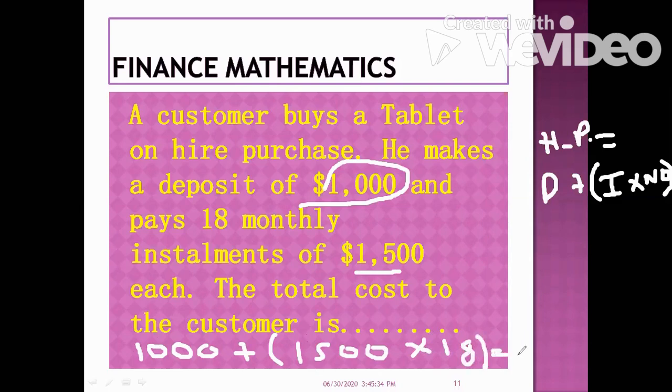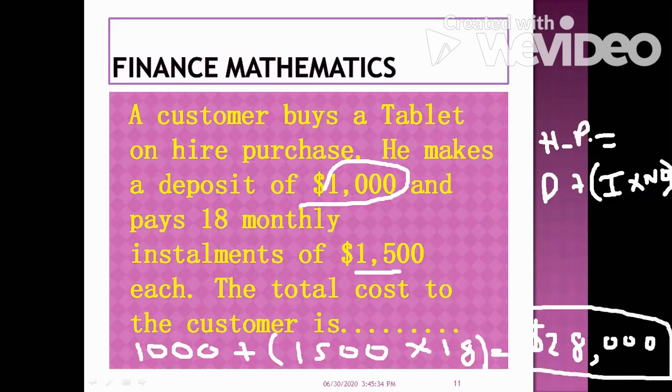So all we need to do is just to compute this. And when you've done so, we get 28,000. So that's the hire purchase price. Usually the hire purchase price is higher than the cash price or the marked price. What they do is they charge you every month for taking their goods, so it's always going to cost more. Alright, moving on. Let's clear this.